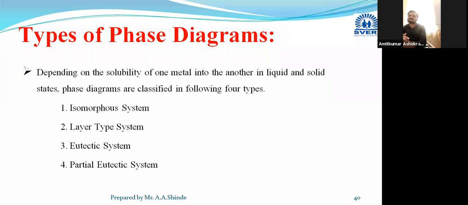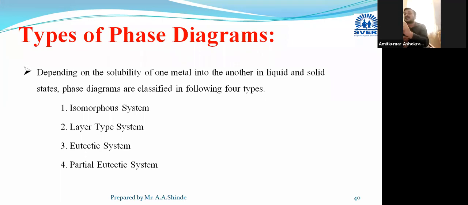Now first, these are the different types of phase diagrams. On which basis is the classification of these phase diagrams done? Depending on the solubility of one metal into another in liquid state and solid state, the phase diagrams are classified in these four types.